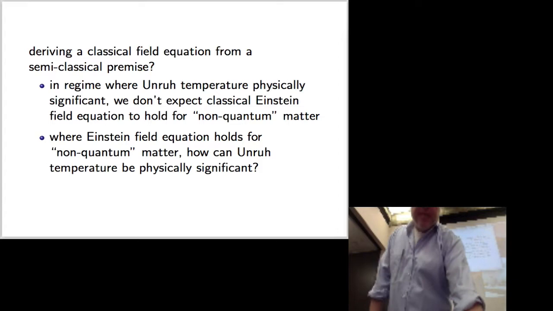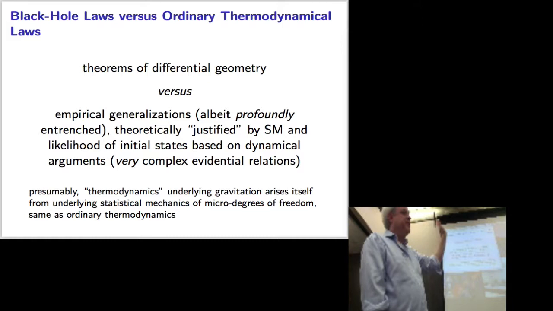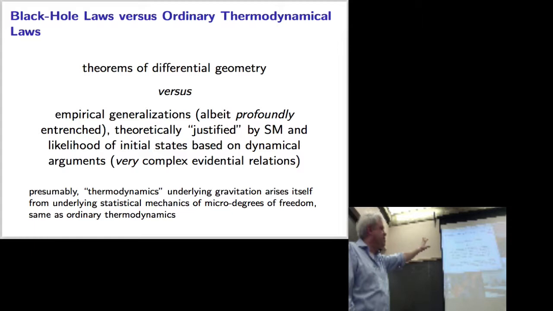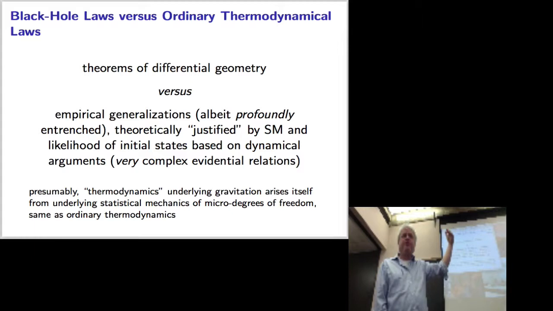Then there's the issue that if the game really is trying to show that one can assume some background thermodynamical relations, derive the Einstein field equation, and therefore explain the laws of black hole thermodynamics, well, there is a very deep difference between the laws of black hole thermodynamics and the ordinary thermodynamical laws. The laws of black hole mechanics are theorems of differential geometry. Except for the third law, they are mathematically rigorous theorems. The Einstein field equation actually plays no role in their derivation or proof whatsoever. In the mathematical derivation, the Einstein field equation just comes in at the very end to provide a physical interpretation to the curvature terms that one uses in the proof.